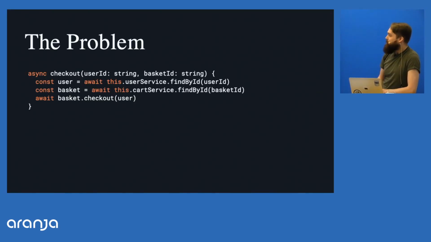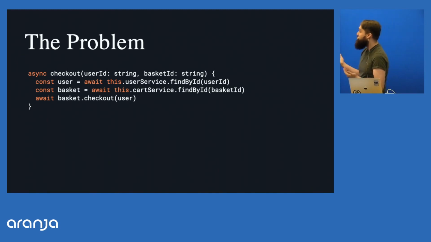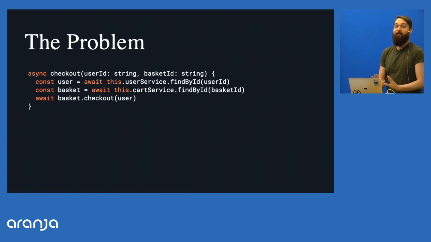Let's take a look at some problem. We have this checkout method. It belongs in some service. What it's doing is it's looking at a user in the basket. It's getting it through some service, and then we're calling checkout on the basket. Simple code. If only all code could be this simple.